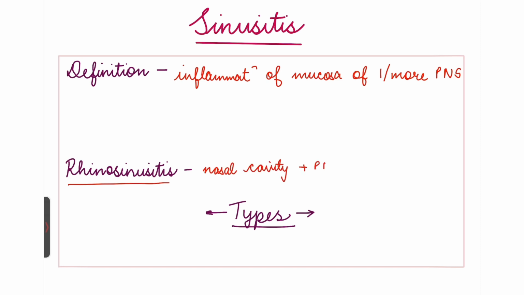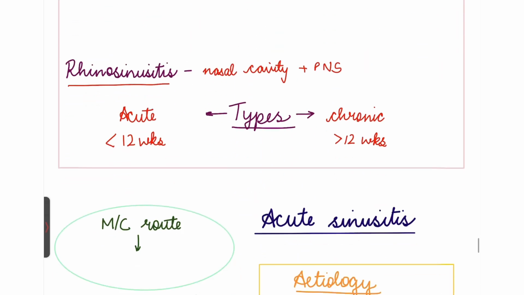The types of sinusitis are acute and chronic. This is based on the duration of the symptoms. If symptoms persist for less than 12 weeks, that is 3 months, we call it acute sinusitis. And if they persist for more than 12 weeks, we call it chronic sinusitis. Let's see acute sinusitis in detail.